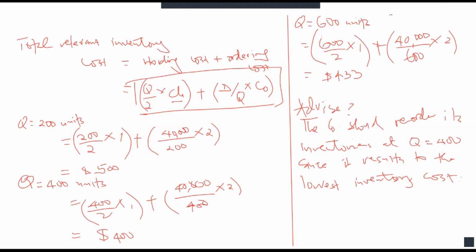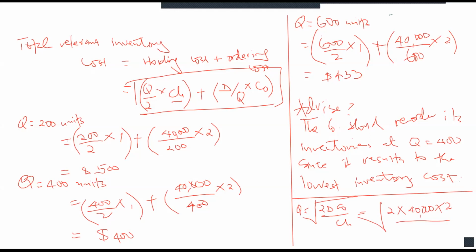By this example, if we are to determine the Q that the optimal quantity proposed by the EOQ model, just to remind you, Q is equal to the square root of 2 times annual demand times cost per order, divided by holding cost per year. So 2 times annual demand, 40,000, cost per order, $2, we divide by 1, which is the holding cost per unit per year. That is the Q that is proposed by the EOQ model. And then we can make a comparison.